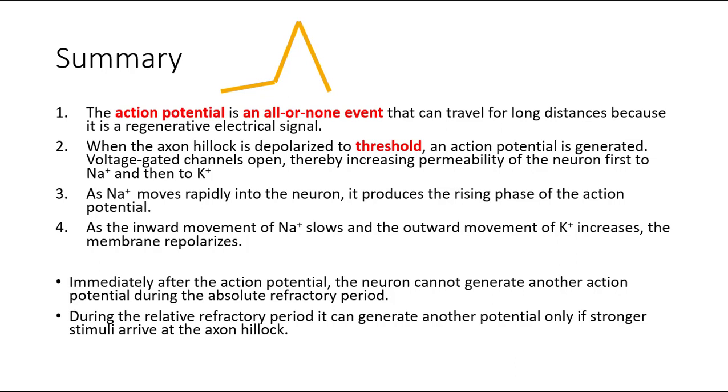Immediately after the action potential, the neuron cannot generate another action potential during the absolute refractory period. During the relative refractory period, it can generate another action potential only if stronger stimuli arrive at the axon hillock.